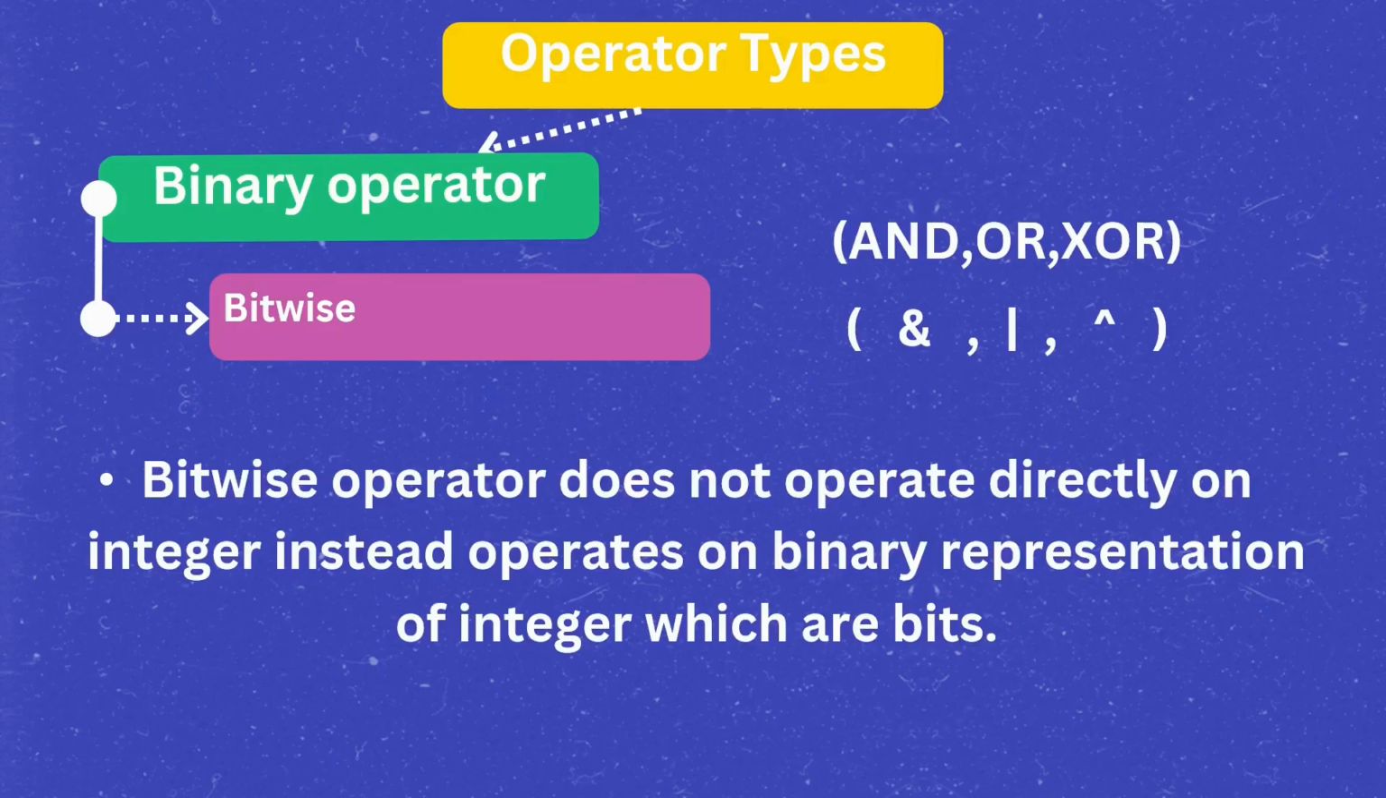As I said, bitwise operator does not operate directly on integers which are say 10 and 5. Instead, it operates on the binary representation of integers, which are called bits. So bits are the binary representation of an integer. If you are from an EC background, or if you have studied logical gates in computers, we have something called bits, right? AND gate, OR gate, XOR gate, it is similar to that. So let's discuss each bitwise operator, AND, OR, and XOR, one by one.